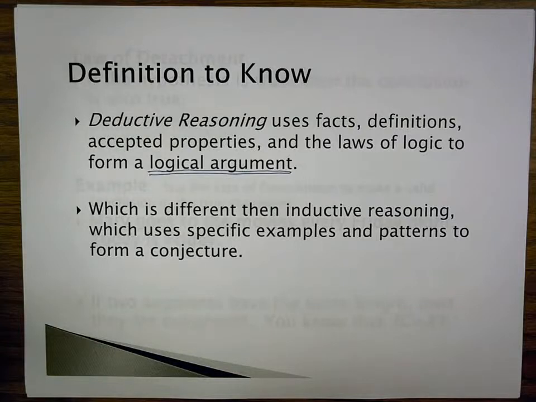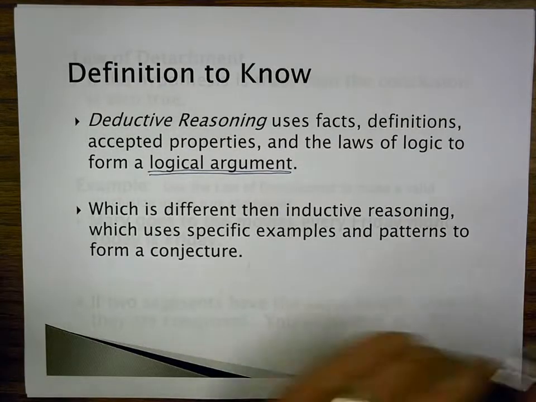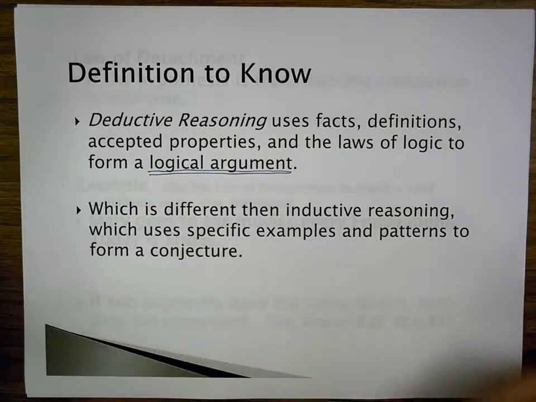We can't take it as inductive reasoning, which we looked at back in section 2.1, which again uses specific examples, patterns, and observations we make. They're nice because they let us form a statement, but deductive reasoning lets us form a logical argument, and that is really what a proof is going to be. We have to have reasons, steps that are facts, properties, and definitions that we have established to form that argument.